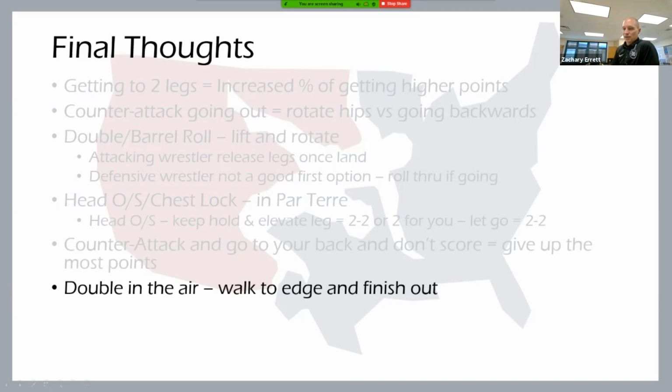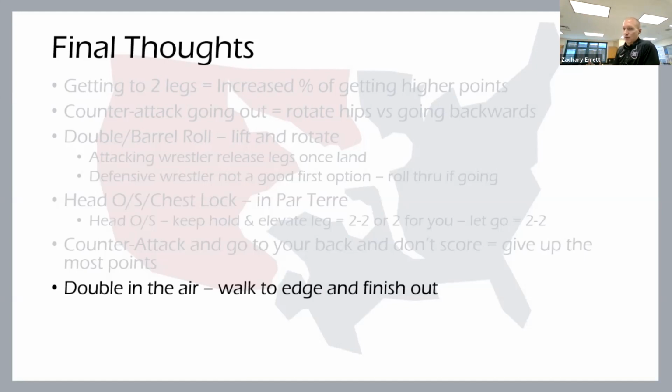The next one is the double in the air. If I get a double in the air, walking it to the edge and finishing it out, we do that a lot. We do it on the crash pad, double, get it lifted or run it over to the edge, boom, cartwheel it going out of bounds. That way I'm going to score the 4 points. I can roll through it. Doesn't matter what happens after that because I'm making that action in there. So if I can get them up in the air elevated, I'm doing that.